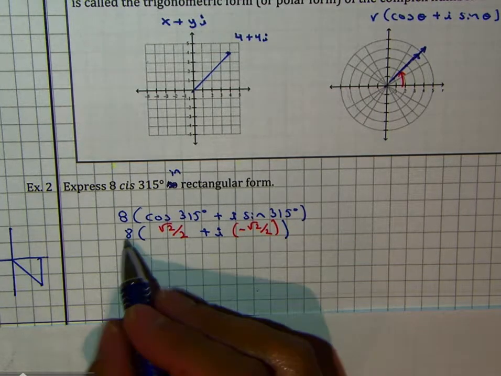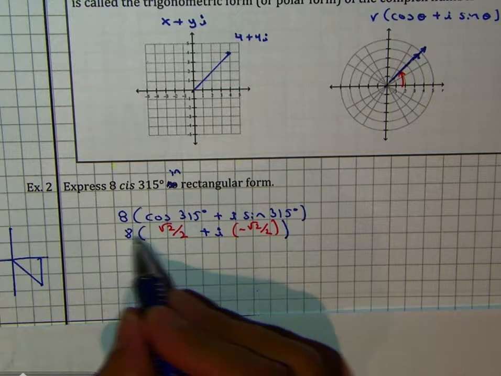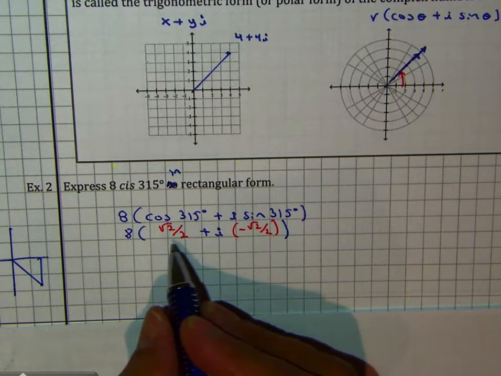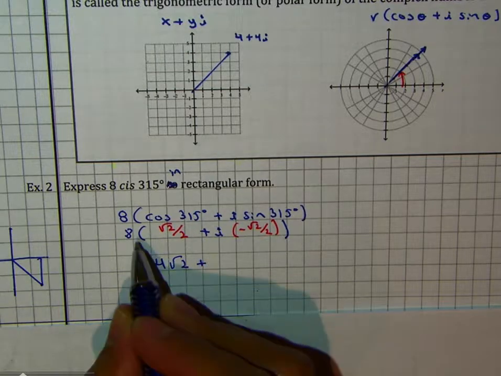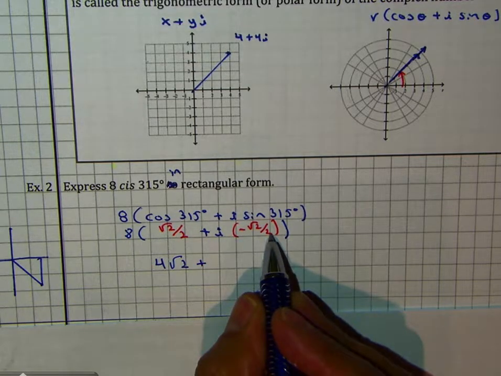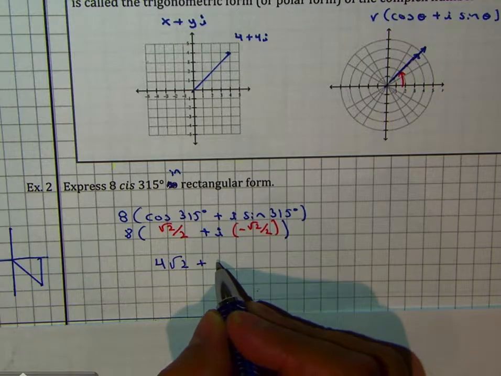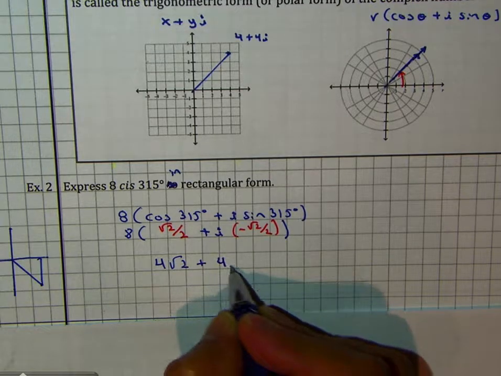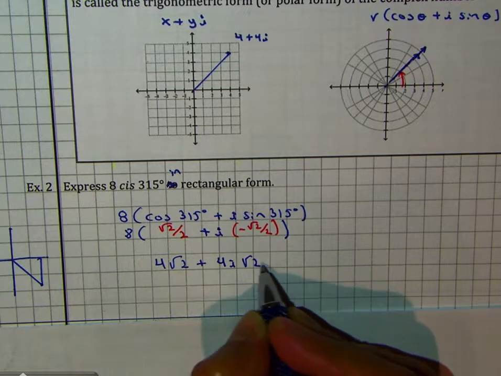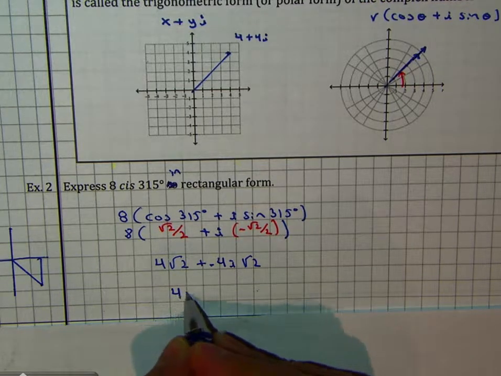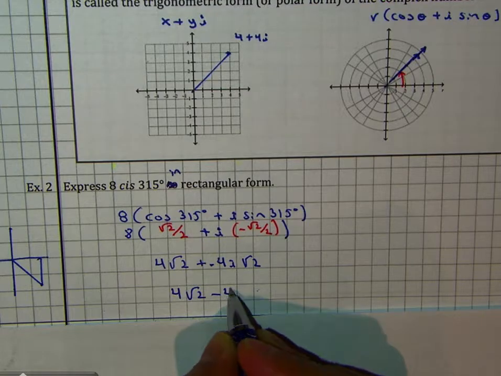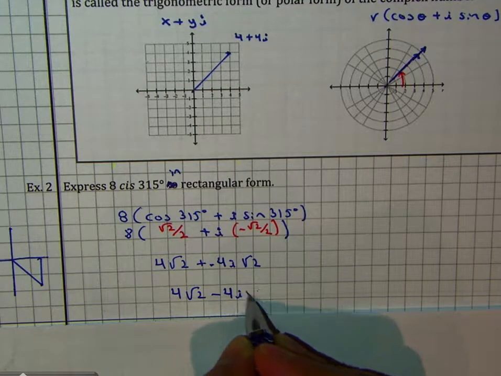And now I'm going to distribute the 8. The 8 and the 2, I'm going to reduce to 4, square root of 2, plus 8, and the 2 cancels out to give me 4i square root of 2, but I forgot the negative in there. So let me rewrite it. It'll be 4 square root of 2 minus 4i square root of 2.